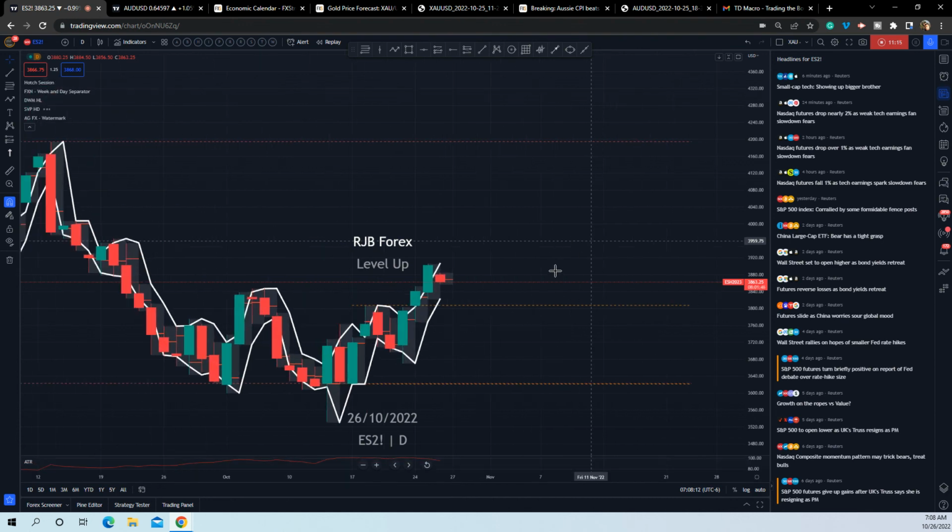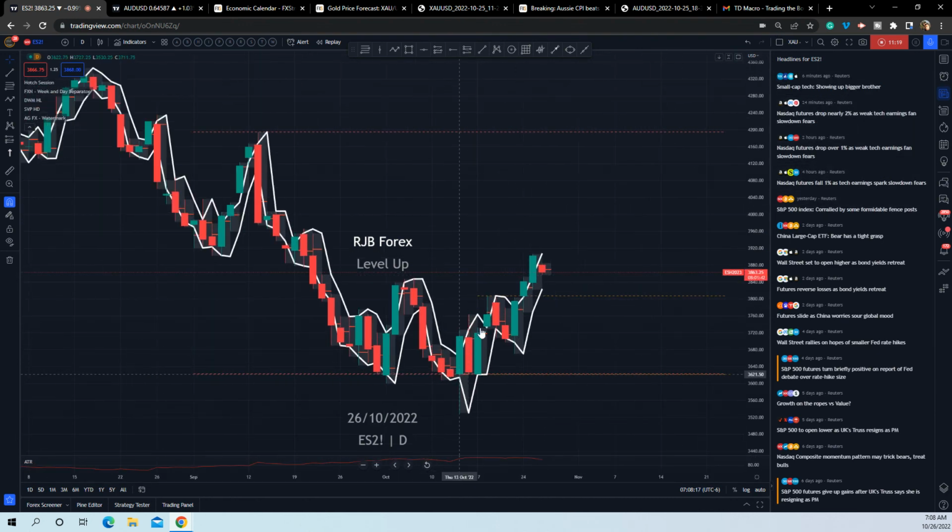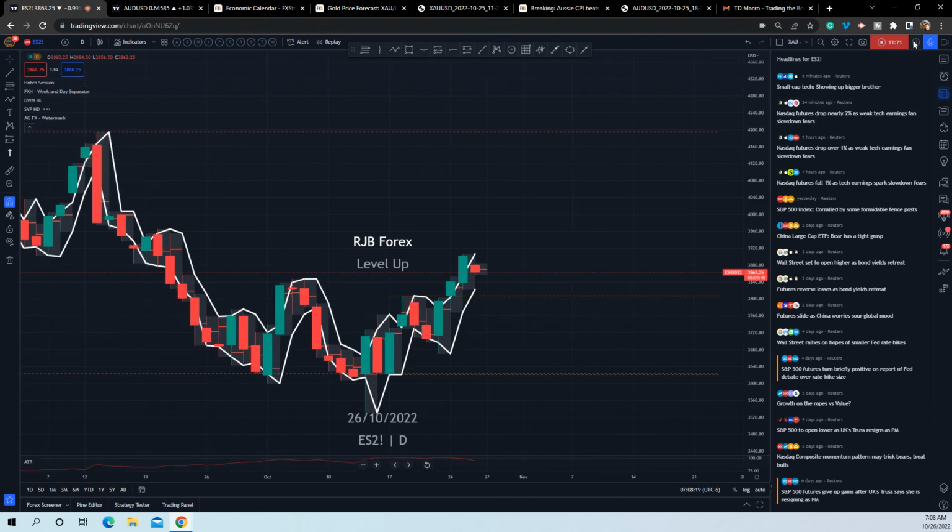But for the open, I think we're going to be negative. NASDAQ's already dropped over 2%. SPX here is lower. Futures. So let's see how we get on there.